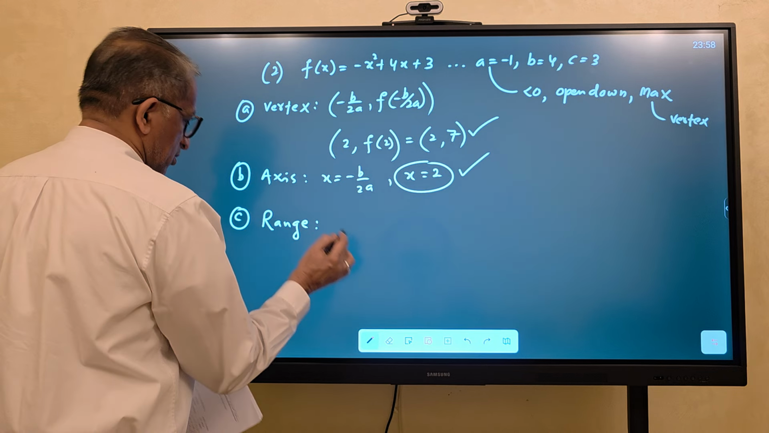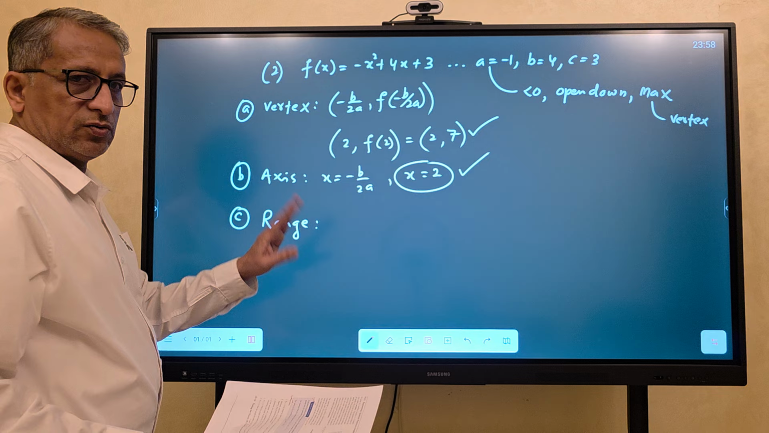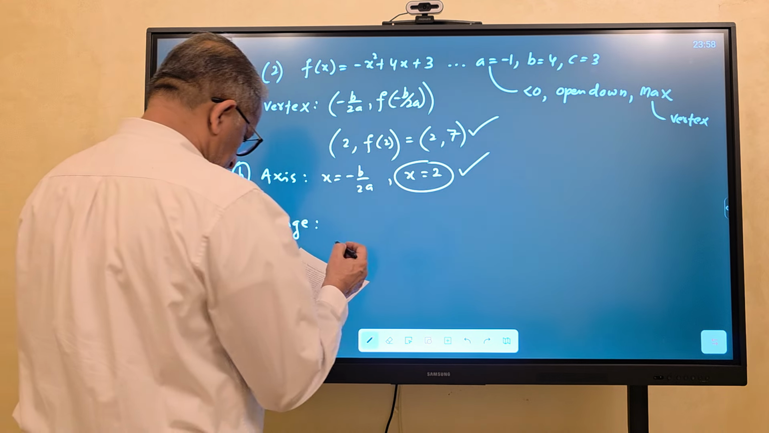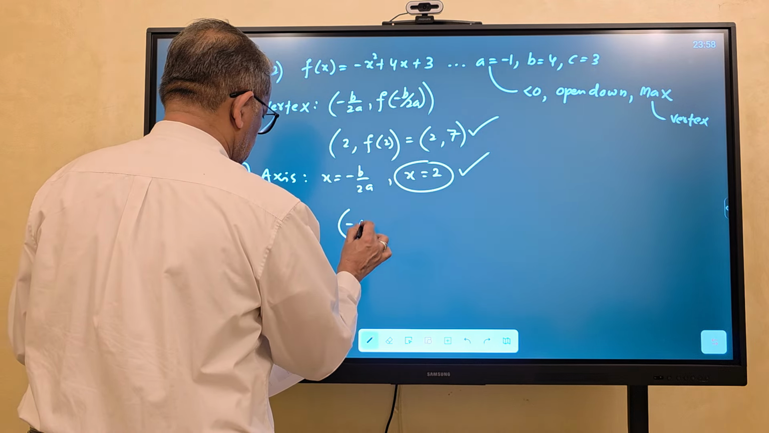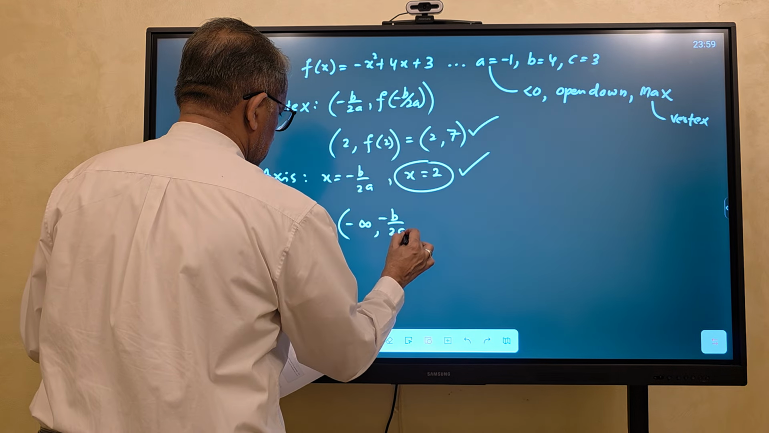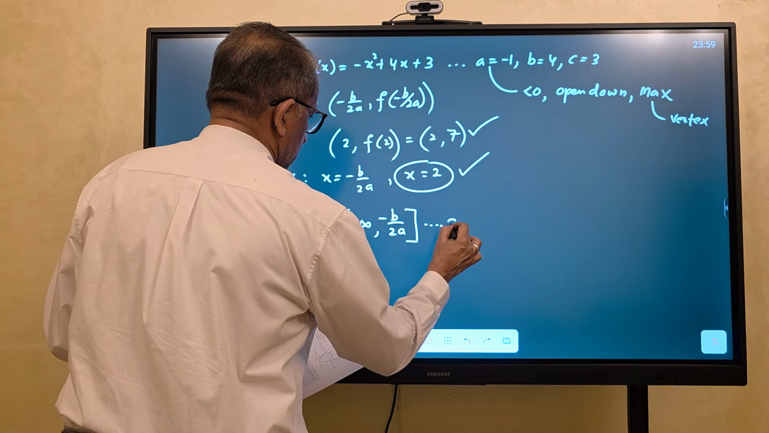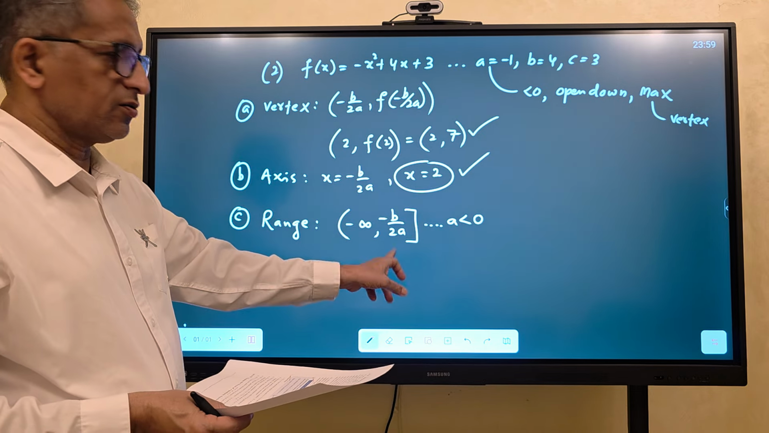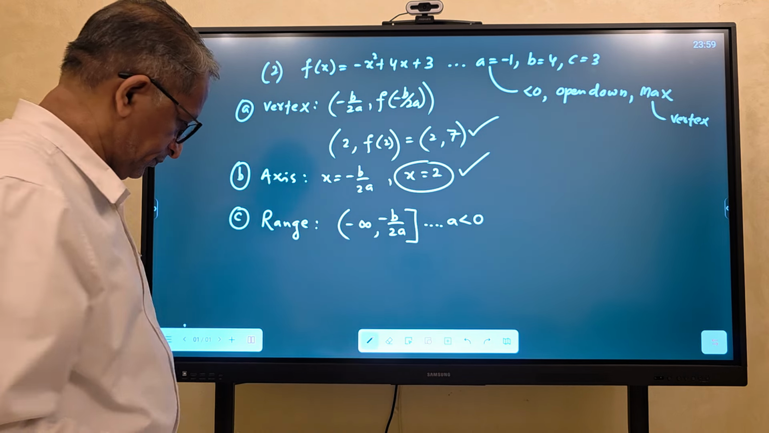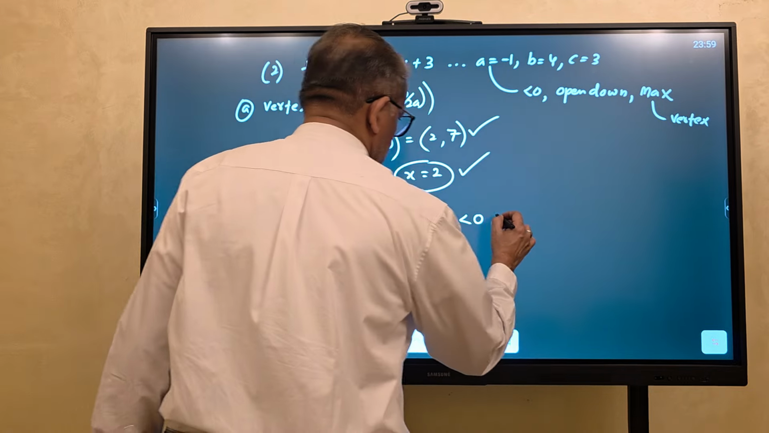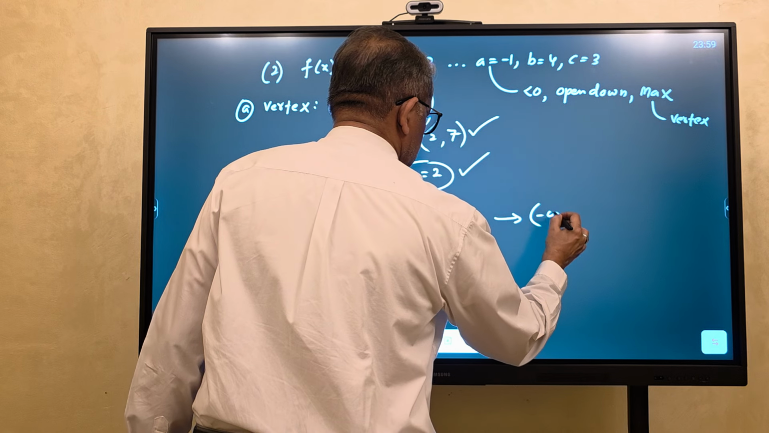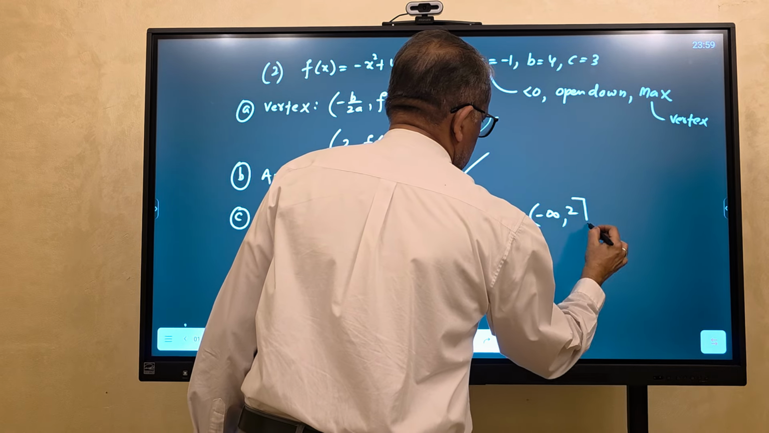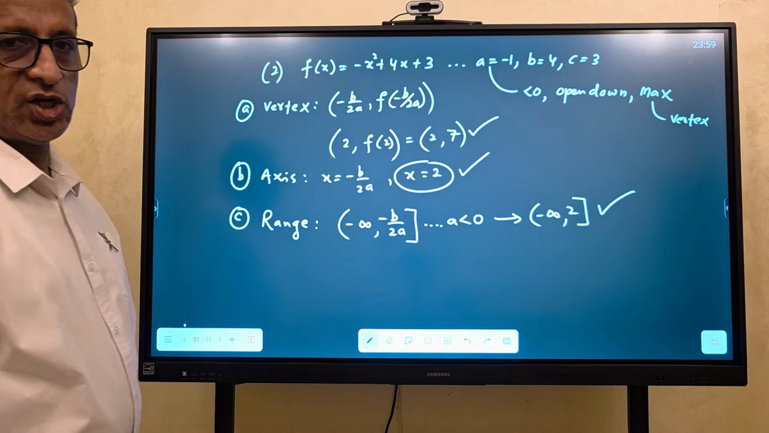Range. So last time we used a different formula. Now when a is negative, remember the range is this. Remember this formula is to be used when a is negative, because here a is negative, I had to use this formula, not the other one. Just put the value. So what is the answer? Minus infinity, minus b by 2a which is 2, close bracket. Range.